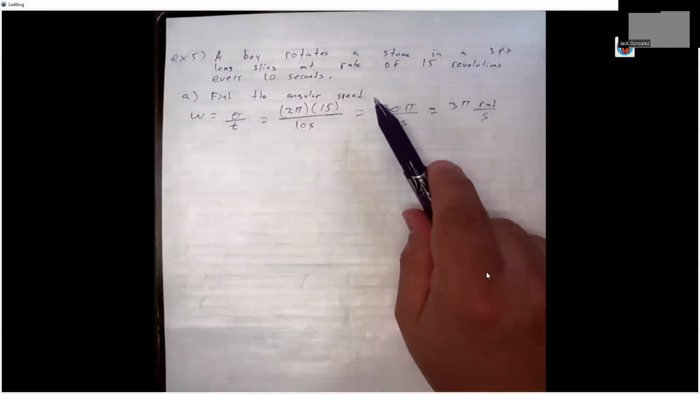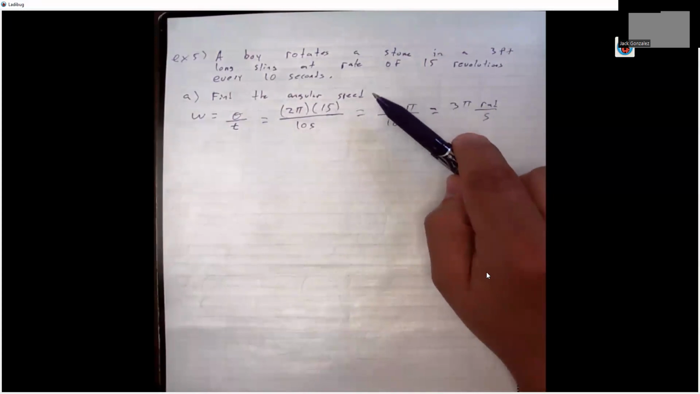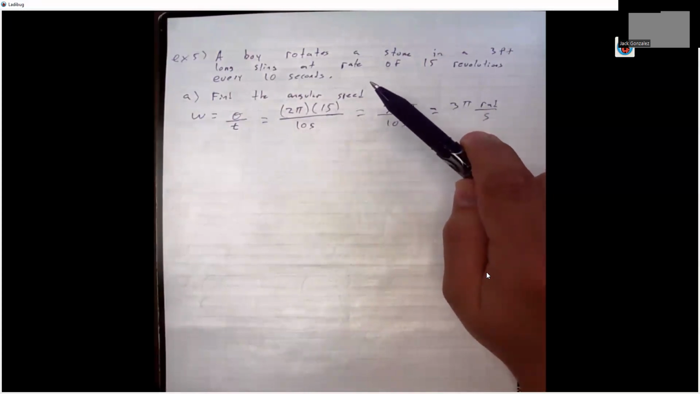Now that's different to if I take a point on the edge of the blade. How fast is that point going around the circle? That is not the same as how fast the blade is spinning. Is that clear? Okay, so that's what angular speed means: how fast that whole circle is going.